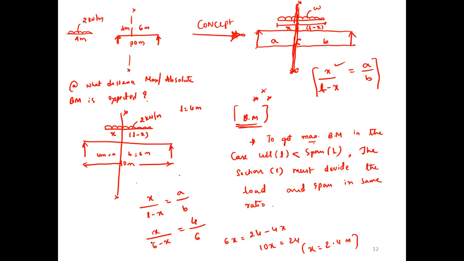Sir, 2.4. This is 4, right? X is not 6. This is 4. So, in that case? Sir, there are two ends. One end is 2.4, the other end is 1.6. Okay. Very good. One end is 16 minus 4X. So 10X equals 16. X equals 1.6 meter.